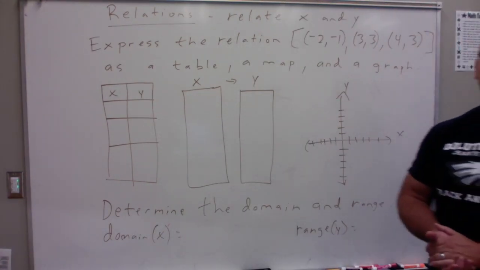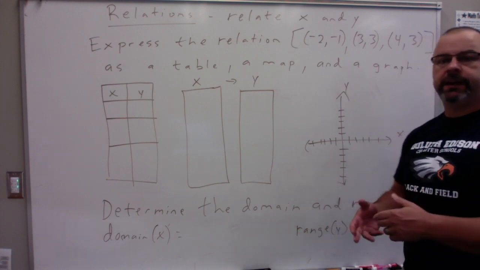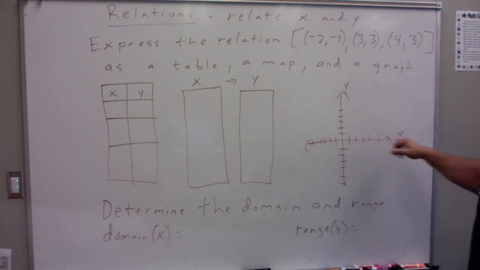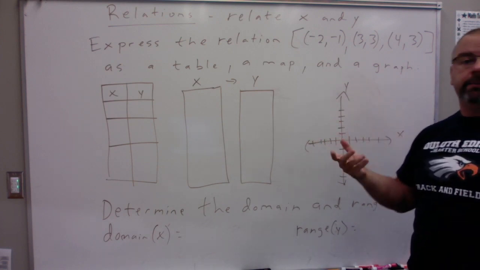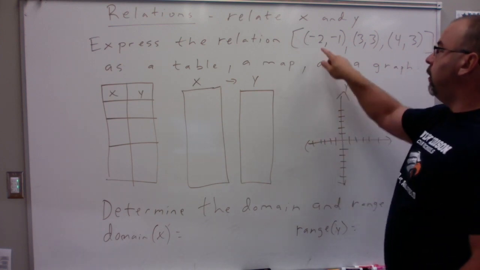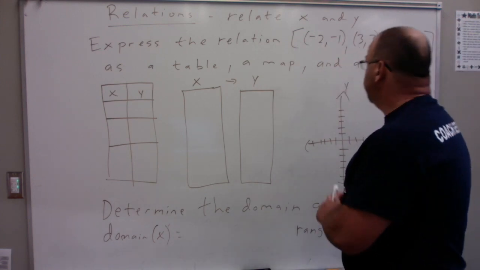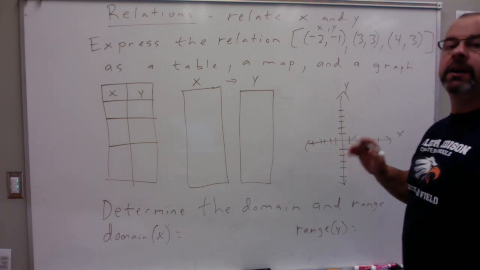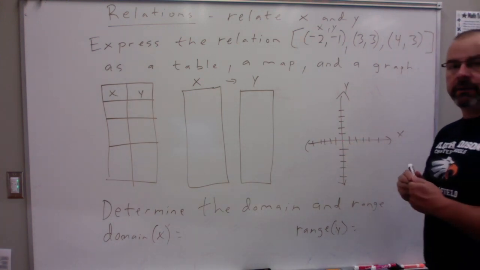And today we're talking about relations. What we're going to do is relate two variables to each other, x and y. As you know, we have the x-axis, we have the y-axis, and points are related. They're always written in this form. Remember, x comma y. X comes first, y comes second, just like it's alphabetical.